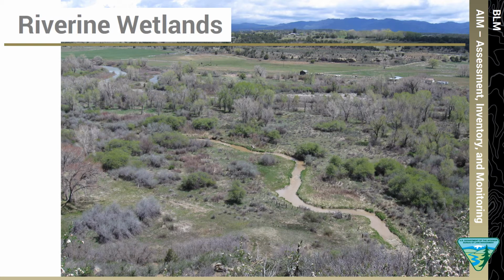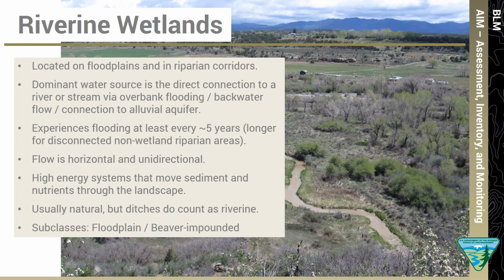The third couplet in the HGM key is for riverine wetlands. Riverine wetlands are very common on BLM public lands. Like lacustrine, the word riverine is also used in the coordinate classification. But in coordinate, the riverine system is for the rivers themselves and their in-channel gravel and sandbars, but not vegetated wetlands associated with rivers. In HGM, the riverine class is for wetlands located on floodplains and in riparian corridors.